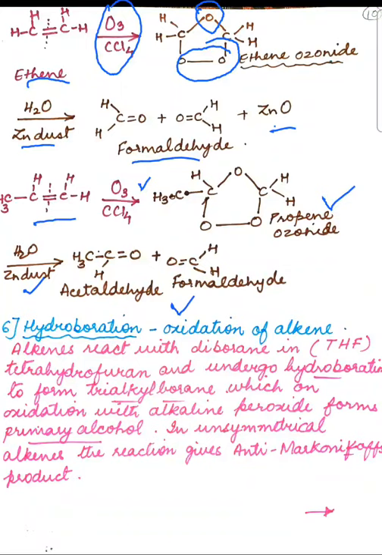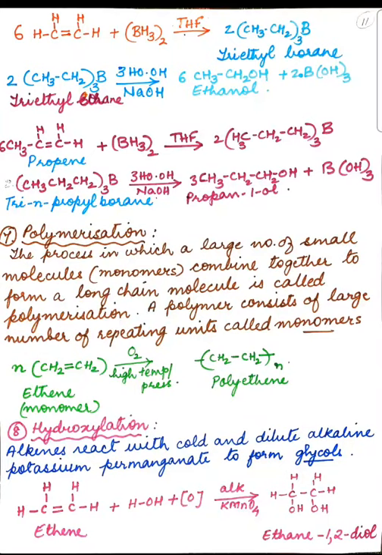Next reaction is the hydroboration reaction, that is the oxidation of alkenes. Alkenes react with diborane in tetrahydrofuran and undergo hydroboration to form trialkylborane. And this trialkylborane on oxidation with alkaline peroxide forms primary alcohol. In unsymmetrical alkenes, the reaction is given according to the anti-Markovnikov's product. Now let us see this example.